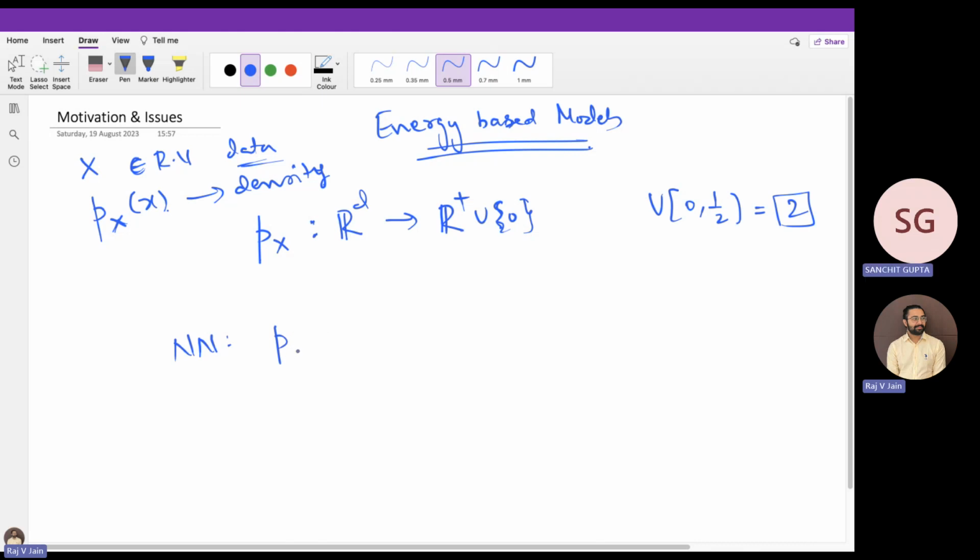I'll have a network with some parameters theta. What it will do is take in an R^D image or sample and give me out a value which is generally positive or non-negative, right? I can do that using some appropriate activation function. Now, do you see any issue in this?